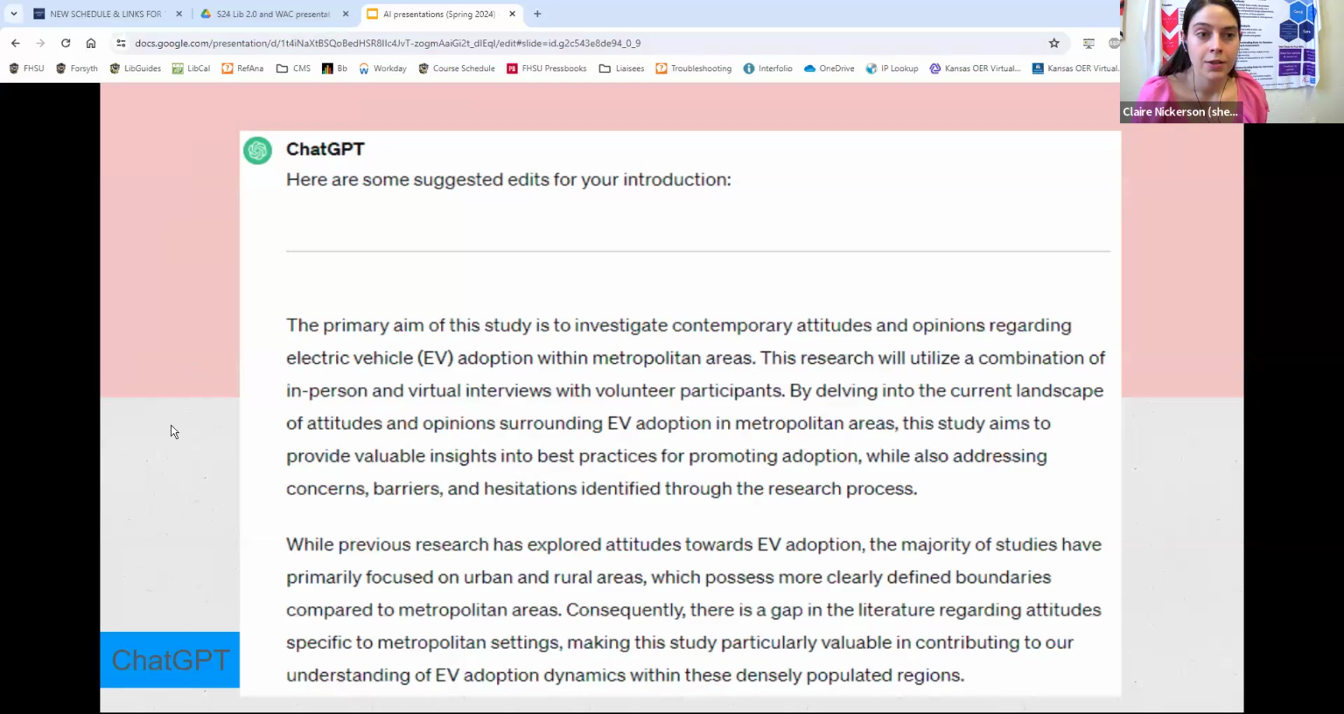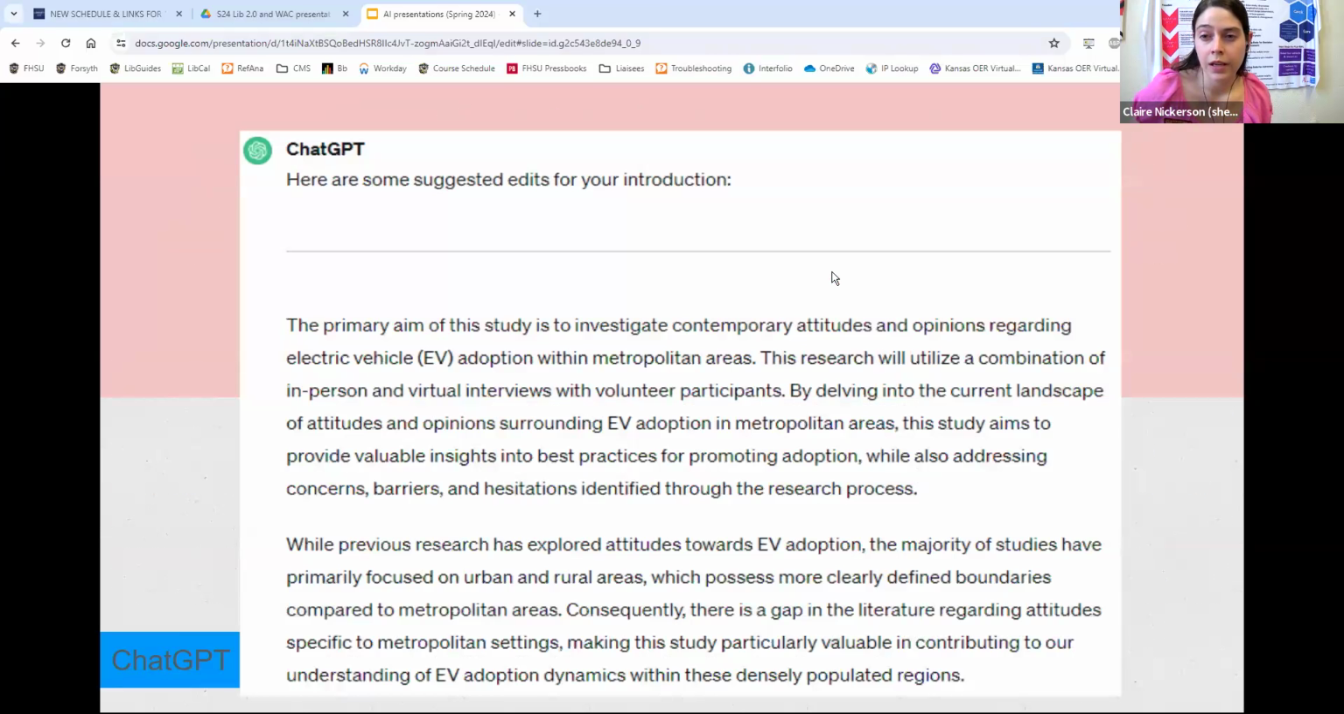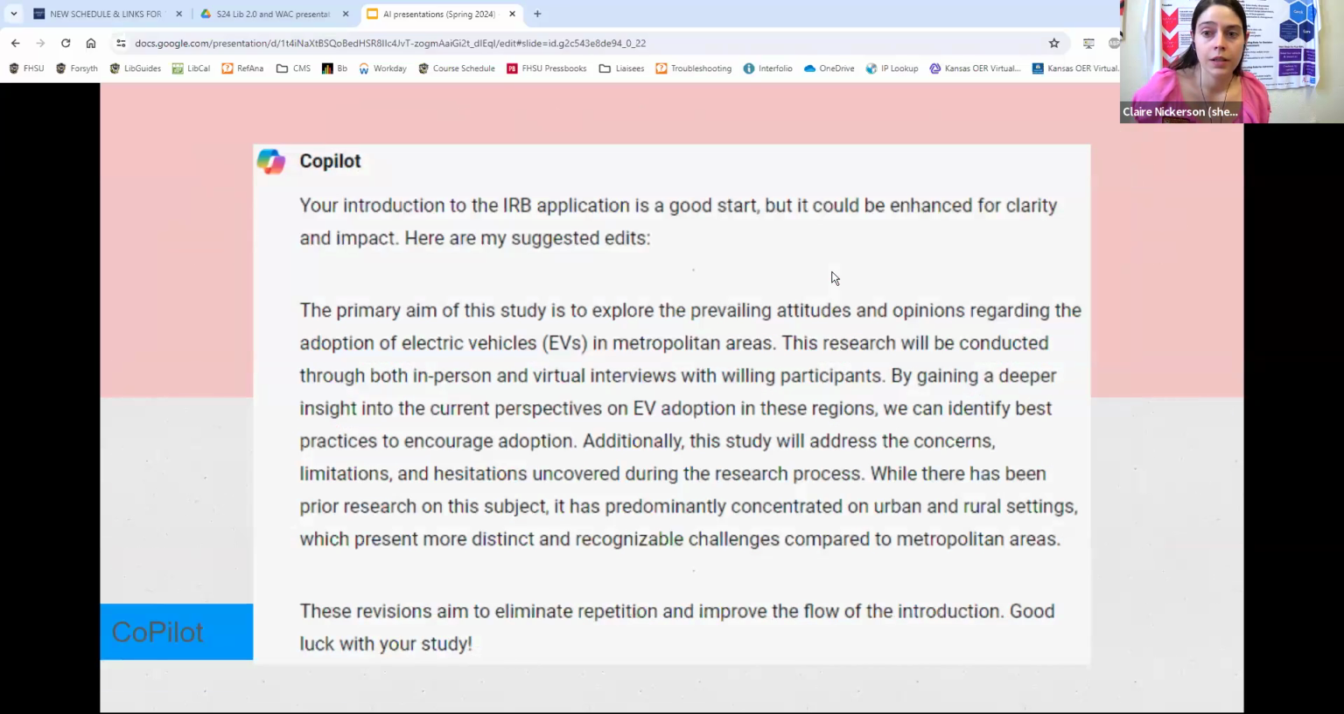So ChatGPT just rewrote the paragraph and provided no justification or guidance, even though I did ask for suggested edits. I wasn't explicit about, like, I want suggestions and not actual edits. And so that maybe was something that I would want to change in this prompt. Copilot also rewrote the paragraph, but at least it provided some justification, albeit with very little detail, that it wanted to eliminate repetition and improve flow. Didn't explain how it was planning to do that.